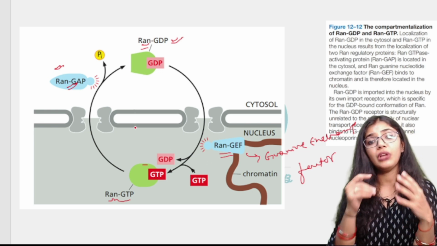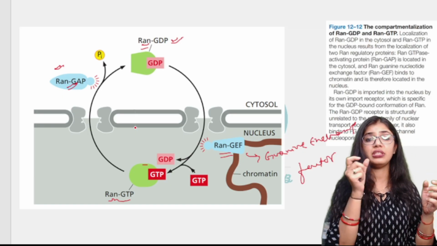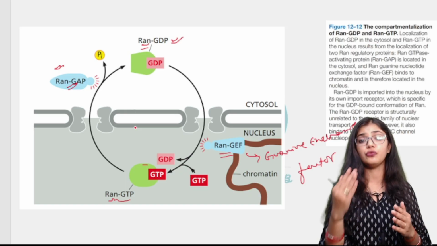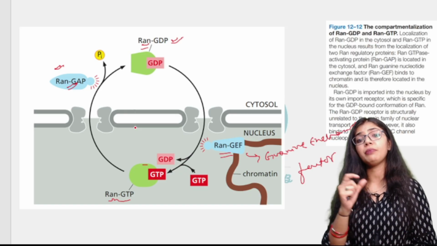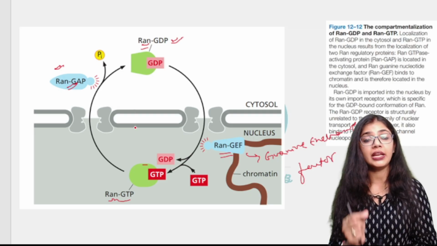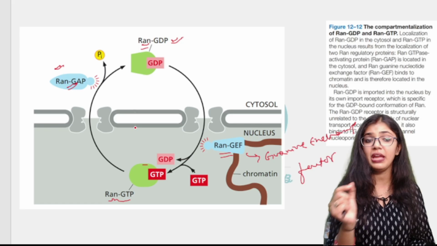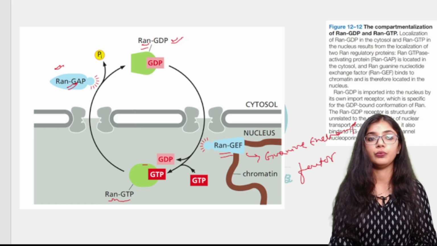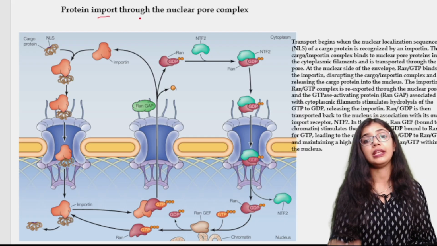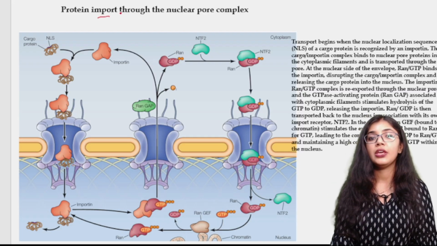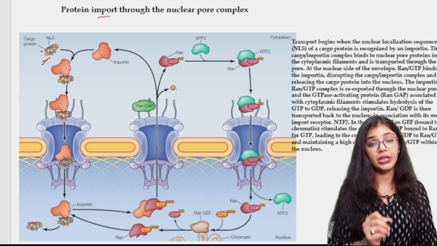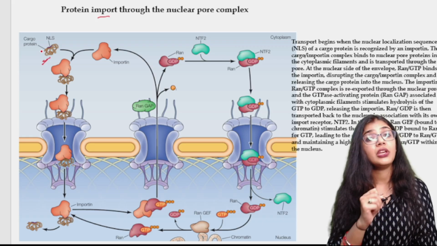Now we have understood where the RAN GDP is present, where the RAN GTP is present, and who is working for the formation of RAN GDP and RAN GTP. The next thing we will understand is the requirement of this RAN GDP and RAN GTP. This is the case of importing protein inside the nuclear pore complex. Here we can see a cargo protein, which means the protein which needs to be transferred inside the nucleus.